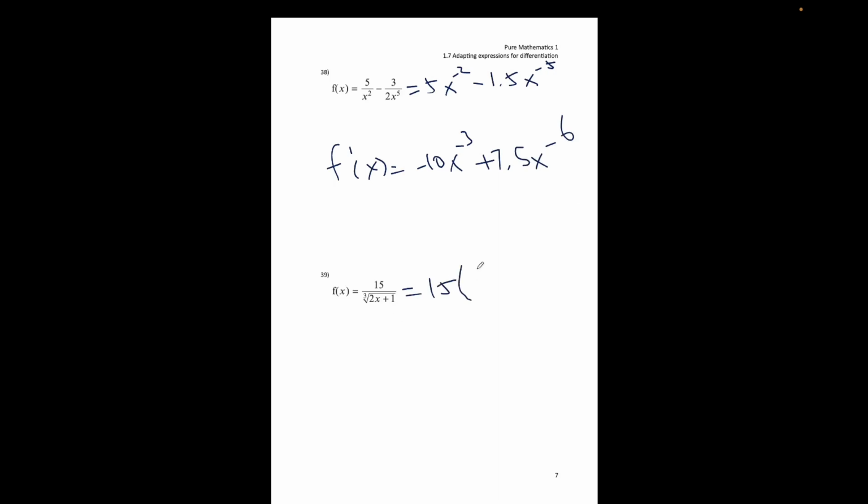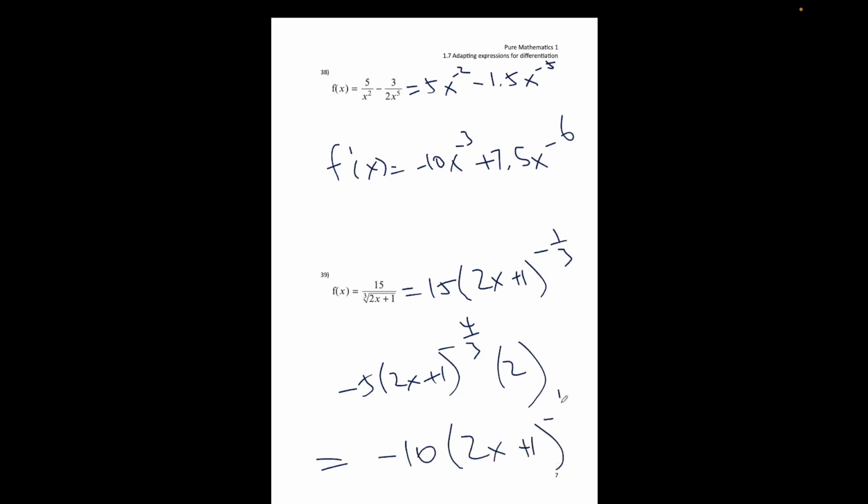Equals to 15 bracket 2x plus 1 to the power of negative a third, which is negative 5 bracket 2x plus 1 to the power of negative 4 over 3 times it by 2, which is going to be negative 10 bracket 2x plus 1 to the power of negative 4 thirds.